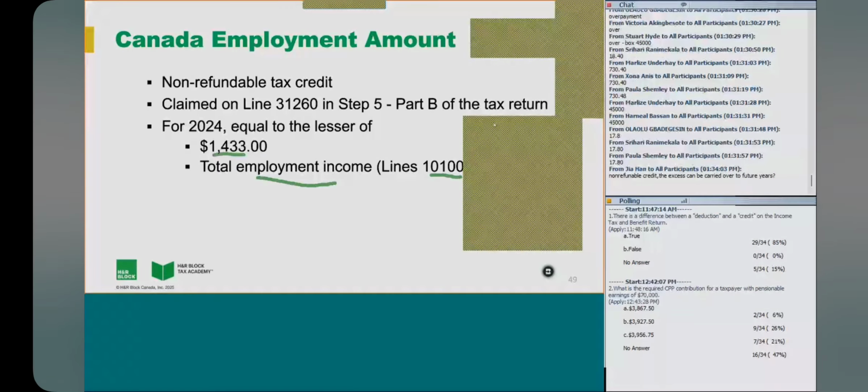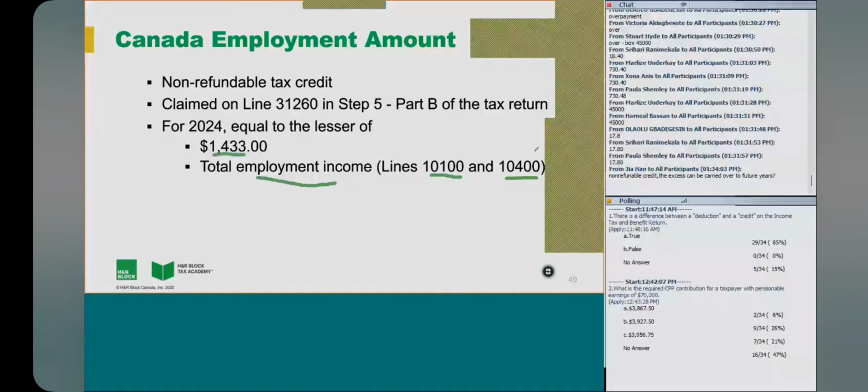It depends on the credit, Jia. So Jia is asking if non-refundable credits, if there are excess credits, can they be carried over to future years? It depends on the credit. We'll discuss that more in a little bit. But for the Canada Employment Amount specifically, it has to be used in the current year. It's only based on your employment income in the current year.